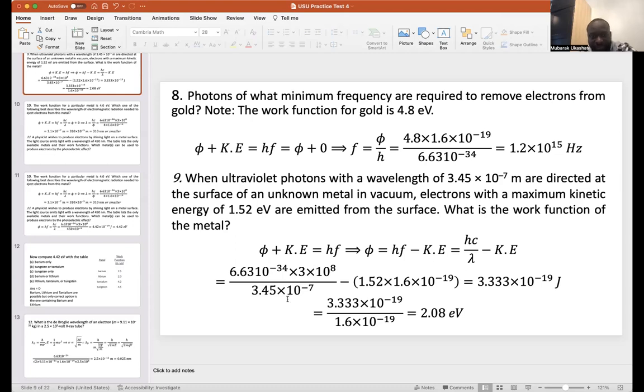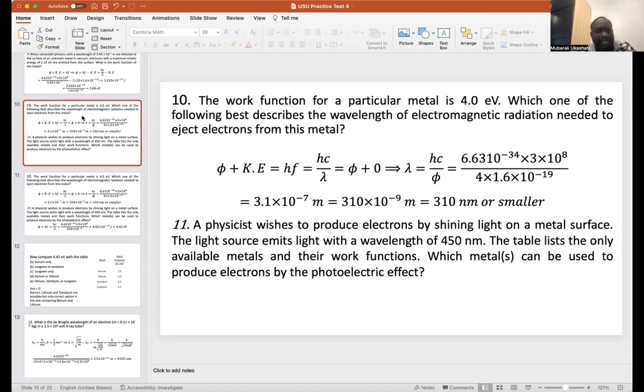So this is h times the speed of light over lambda, 3.45 times 10 to the minus 7, that's given, minus the kinetic energy given, 1.52 electron volts. Don't forget to convert to joules in SI units. Then when you do the subtraction, you get this in joules, but they have their answer in electron volts. So I divide again by 1.6 times 10 to the minus 19 to convert to electron volts. This becomes the correct answer in electron volts. Okay, that's number 9. We'll go straight to number 10.